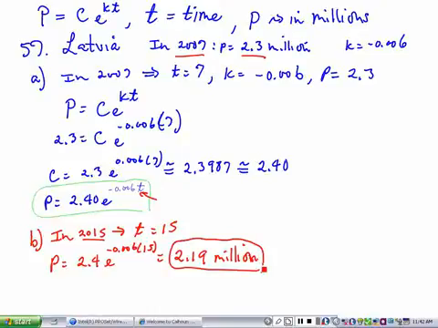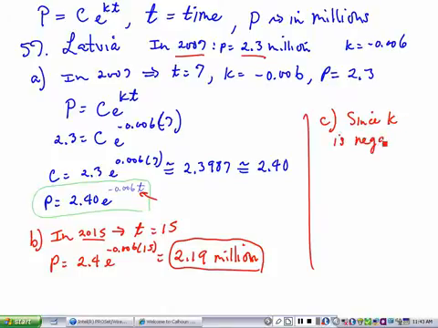Anyway, that's part B. Part C, discuss the relationship between the sign of k and the change in population for the country. Well, since k is negative, notice how we went from 2007, where the population is 2.3 million, to the year 2015, and the population is 2.19 million. So since k is negative, the population is decreasing.